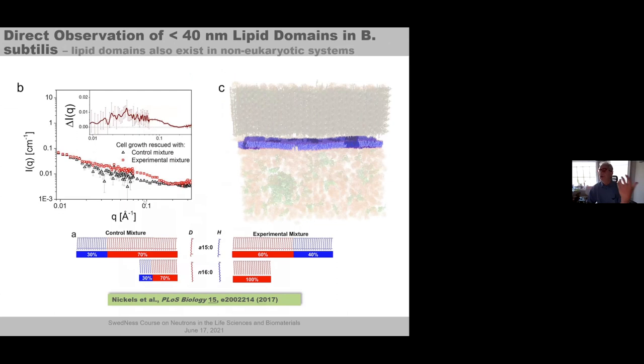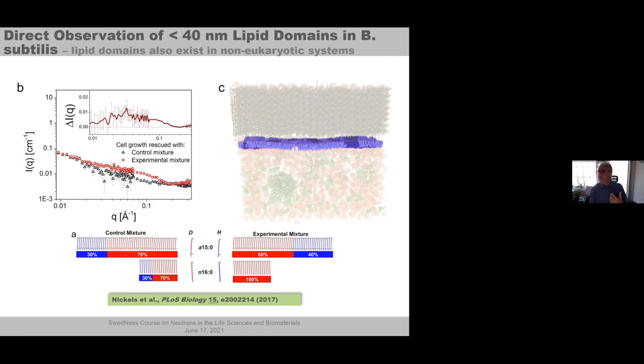So even though we haven't analyzed any data here because it would be very complicated, what you see through experiment is that there are domains that are formed in bacteria, which is something that people have debated. Do bacteria form domains? And they do. And you do it with a very precise experiment, and there are no questions asked, because if they were randomly distributed, nothing would have changed. You would have gotten exactly the same scattering.